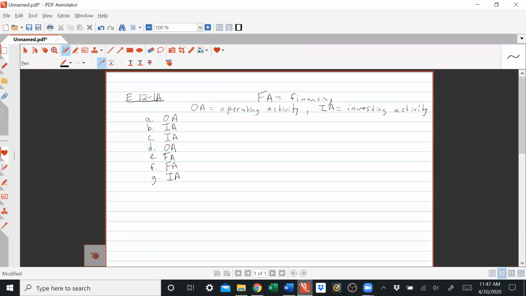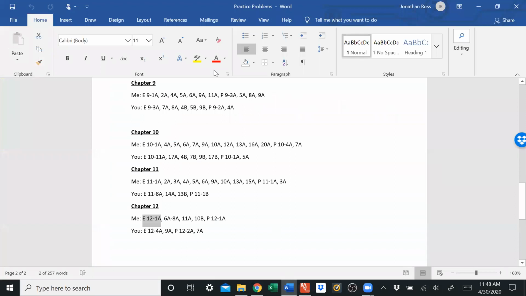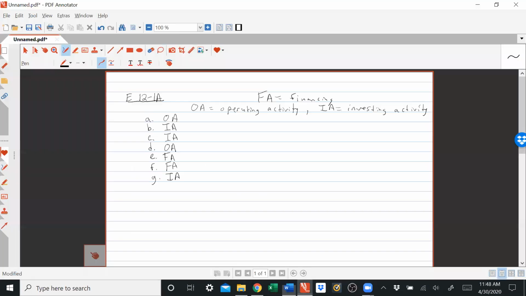Any questions on exercise 12.1a? Being able to classify cash flows, that's on the exam. All right, no questions? Let's do exercise 12.6a and then 7a and then 8a.